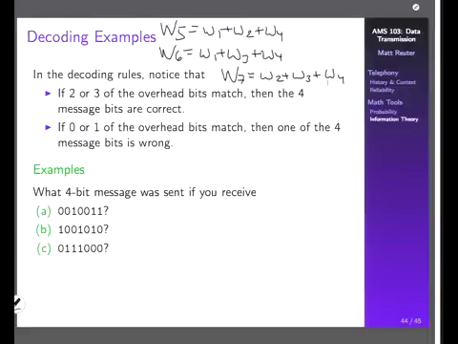Anybody have an idea for A yet? What was the 4-bit message that was sent to you? Want more time to think about it, or should we start working through it? Yep, you've got an idea. Okay, so you think it was right that the 4-bit message was actually 0010.